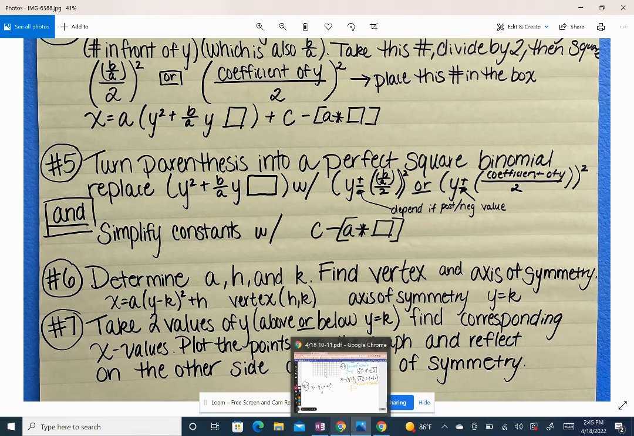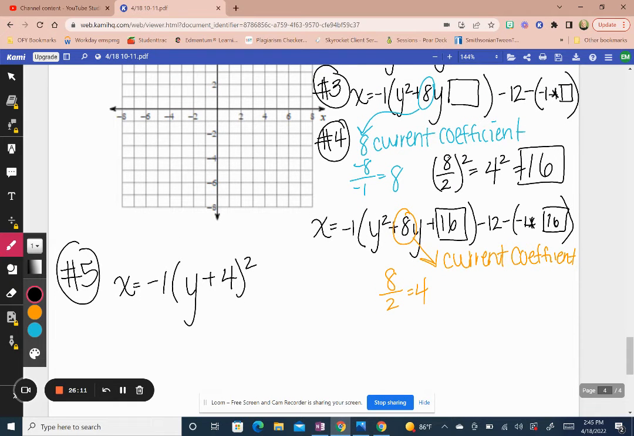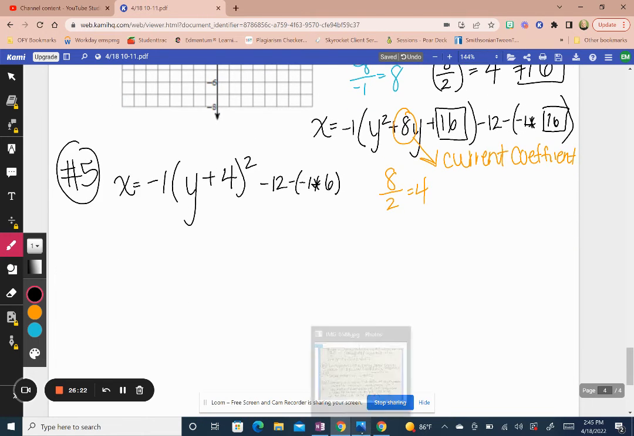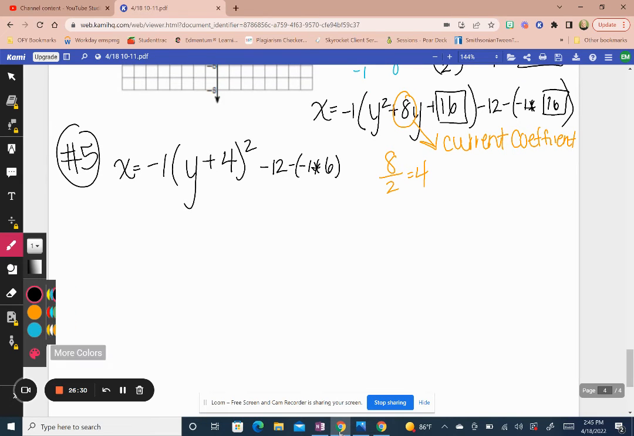And then we keep I'll just keep it for now, but it's going to be our negative c, so negative 12 minus our a times our box number. And then now the second step right here says simplify the constants. It's c minus a times the box. Okay, so we're going to do that c minus a times the box, which is right here.